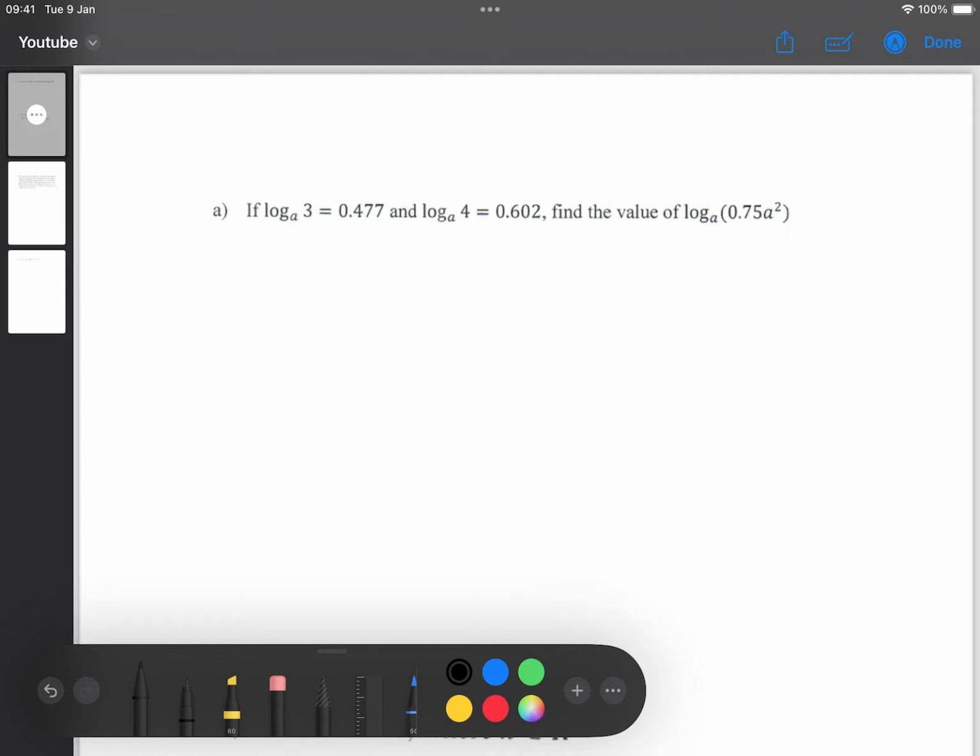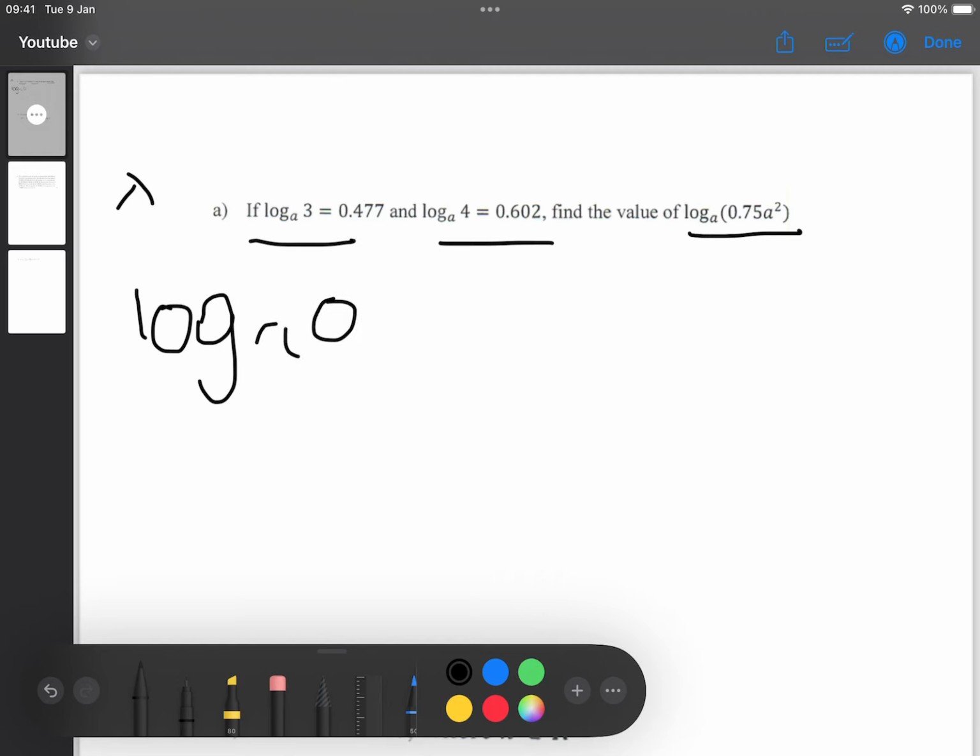The first question is about logarithms, where we have to find the value of this using the two given values and without a calculator. So we start by separating this: log a of 0.75a squared can just be written as log a of 0.75 plus log a of a squared.